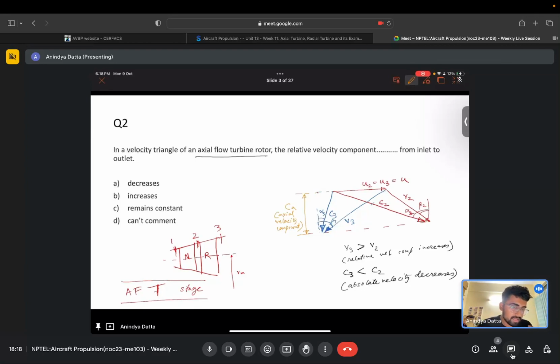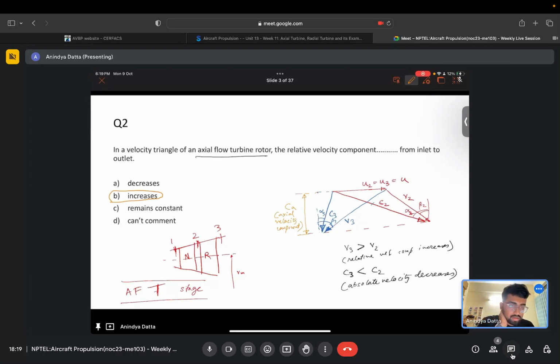Okay, so the axial velocity is an assumption we make during the design, that the axial velocity component stays constant across the rotor stage. When it is asked which component stays constant, it's the axial velocity component or the blade velocity, both stay constant across a rotor, while the relative velocity component increases and absolute velocity decreases across a rotor stage. Okay, so the correct answer here is option B.